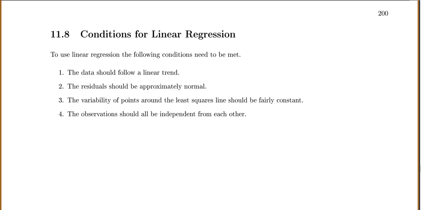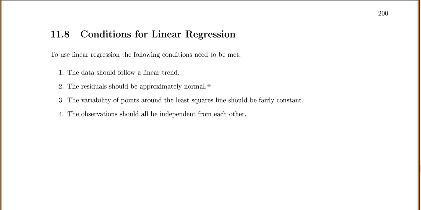In this section, we'll talk about our conditions to use linear regression. So every test we've done in this class had conditions. If we want to use a linear regression, we have to meet the following conditions. First, our data should follow a linear trend. If it doesn't look like a line, you probably don't want to use linear regression.